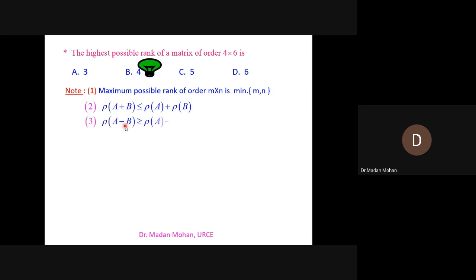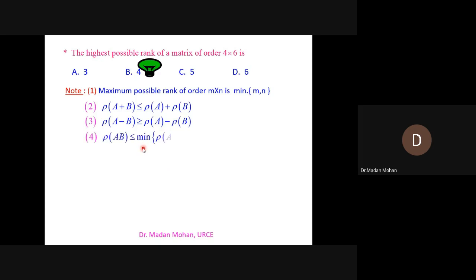Rank of A minus B is greater than or equal to rank A minus rank B. Because you are subtracting, it is definitely a smaller value compared to adding. When you are adding, it's a bigger value. Adding numbers gives a bigger number; here subtracting gives a smaller number. Next.